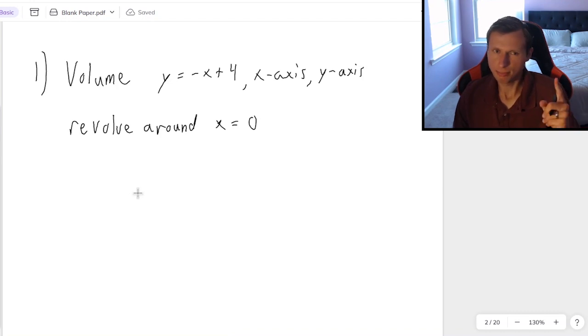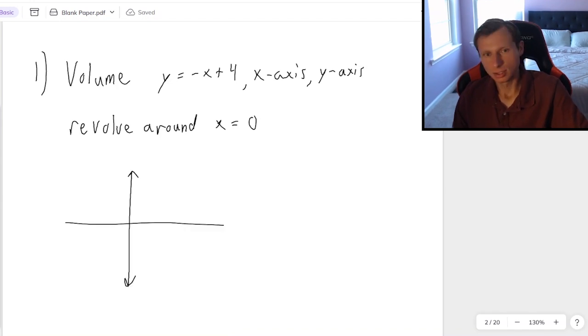The nice, and probably the only nice thing about shell method, is that we don't have to worry about a gap. There's no gap. It's the same formula every time. I mean, even if there is a gap, we don't worry about it. That's what I'm trying to say. So first, I always recommend graphing the functions.